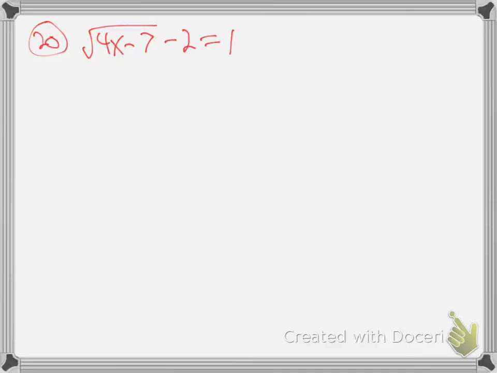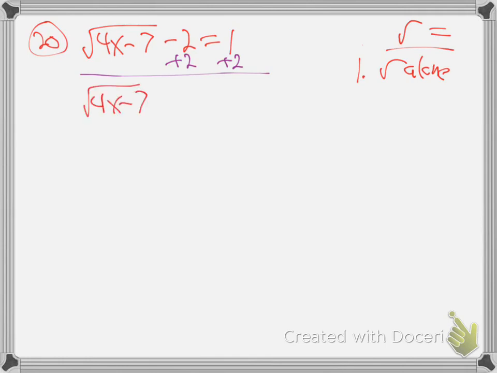Okay, so how do you solve problems where you have a root with an equal sign? Step 1, get the root alone. So that means we're going to have to add 2 to both sides. So we'll get the root of 4x minus 7 equals 3. So there's step 1.